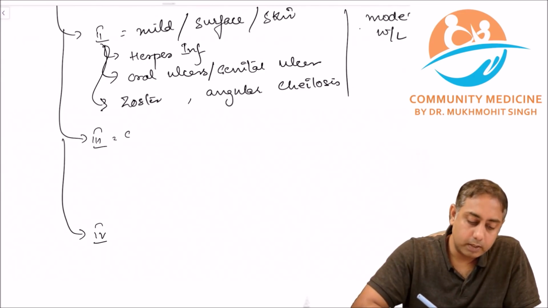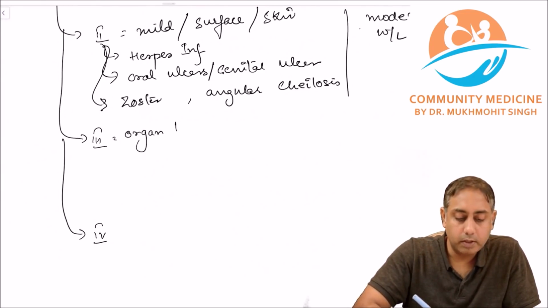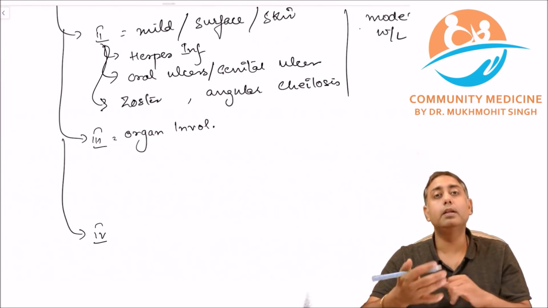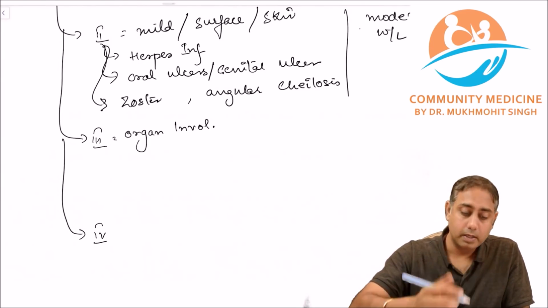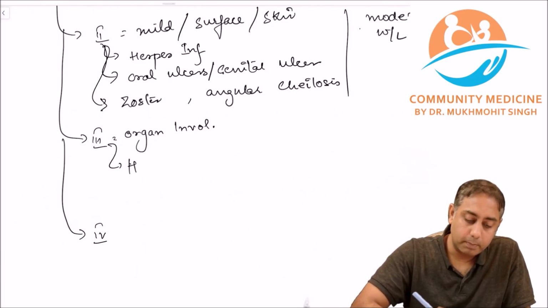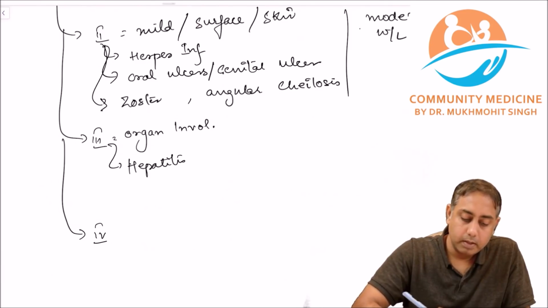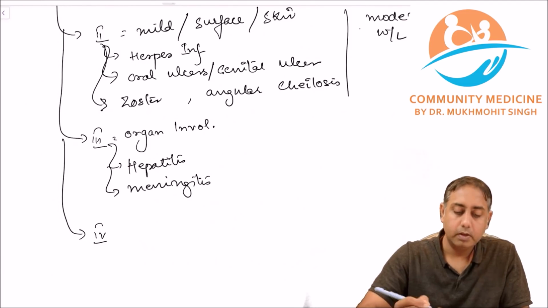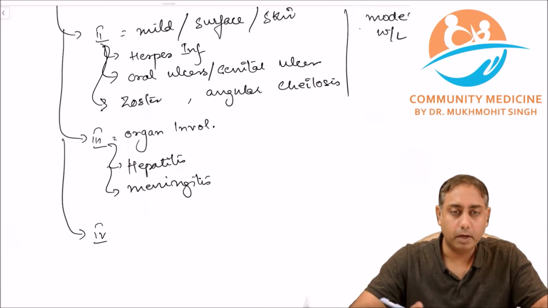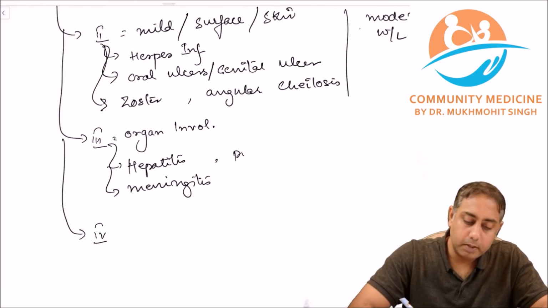Third is, you can remember for your exam, organ involvement. What do you mean by organ involvement? The liver will be involved. Like hepatitis, there would be features of hepatitis, or the patient can have meningitis or any organ involvement for that matter. There could be features like pulmonary tuberculosis.